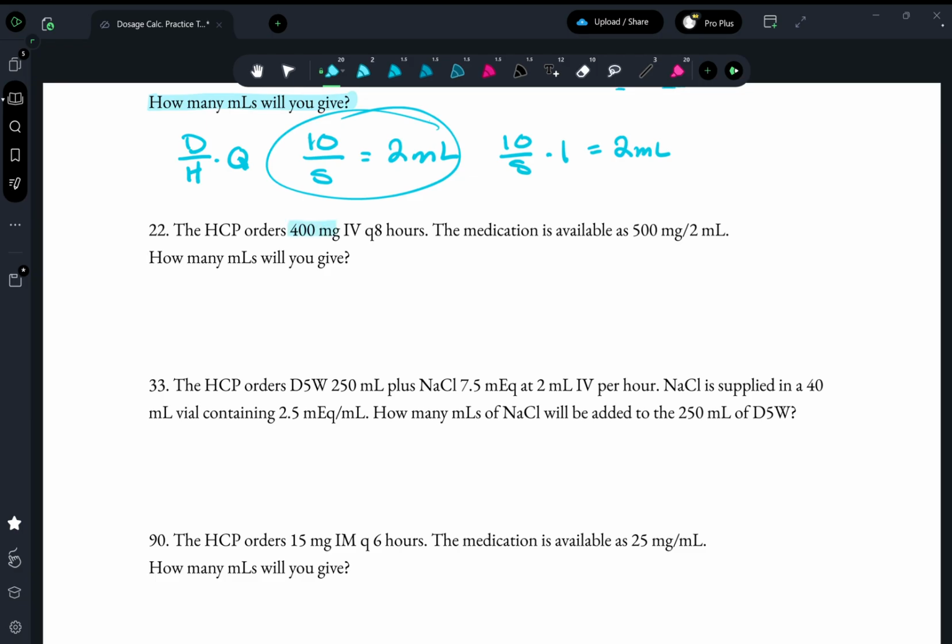400 milligrams. Available as 500 milligrams in 2 mLs. Same thing we've been doing. We want 400 milligrams. We have 500 milligrams. This time we're multiplying it by 2 mLs. And that's going to come out to 1.6 mLs per dose.